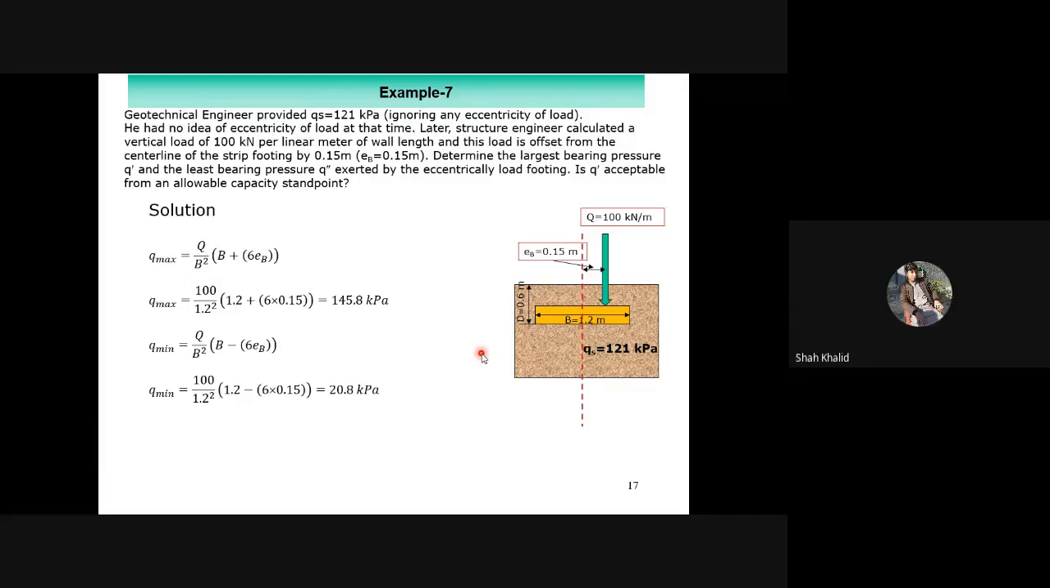Since Q maximum is greater than Q safe, Q maximum is not acceptable.